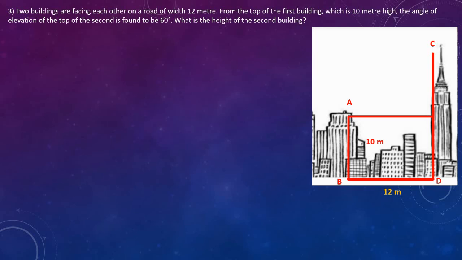AB is nothing but horizontal line. AE is nothing but horizontal line. So from the top of the first building, an angle of elevation is made to the top of the second building, which is 60 degrees. So from A, there is a line of vision to C. So AC is line of vision. So angle ACE is 60 degrees, which is angle of elevation.